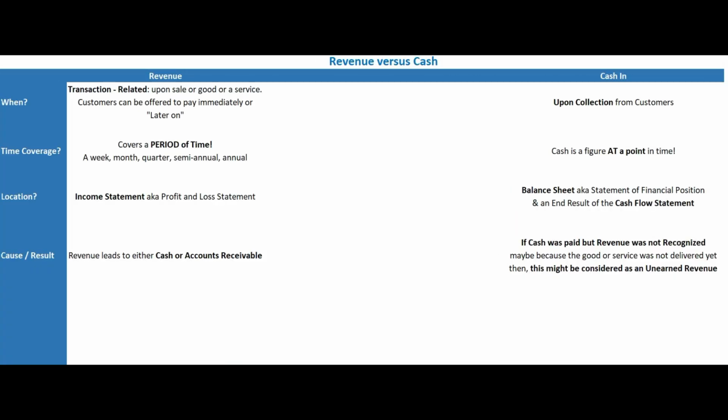Let's start by discussing the differences between revenue and cash from a theoretical perspective. Revenue is usually linked to transactions. It is generated upon the sale of a good or a service. And of course, a seller can offer the buyer the option to pay right now or the option to pay later on. However, cash is usually the result of a transaction when the customer pays the seller. So cash exists upon collection from the customer.